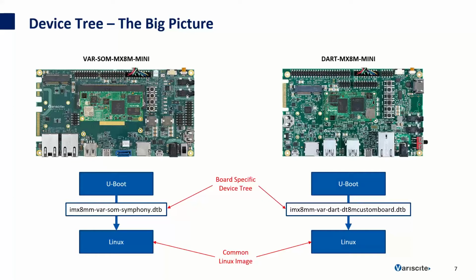So in the example here, both boards use a common Linux image. When U-boot starts, it passes a board-specific device tree file to Linux, which tells it about the unique devices for each board. On the left, you can see U-boot loads IOMUX 8mm var som symphony.dtb, and on the right, it loads IOMUX 8mm var dart DT8M custom board.dtb. And these are the device tree files provided by Variscite for these evaluation kits.